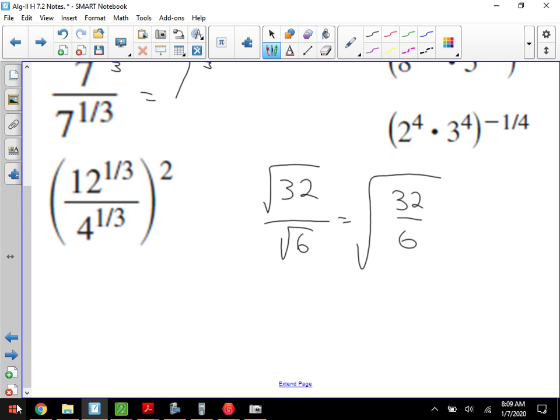So what's 12 divided by 4? 3. So this can simplify on the inside. You get 3 to the 1/3 squared. What do you do then when you have power to power? Multiply. So what's 1/3 times 2?